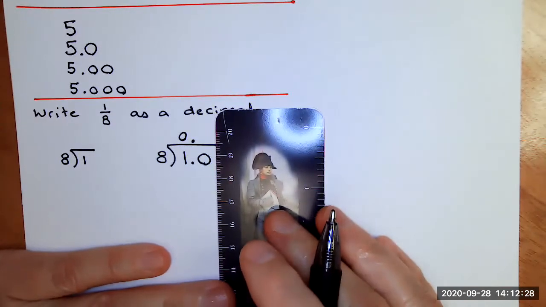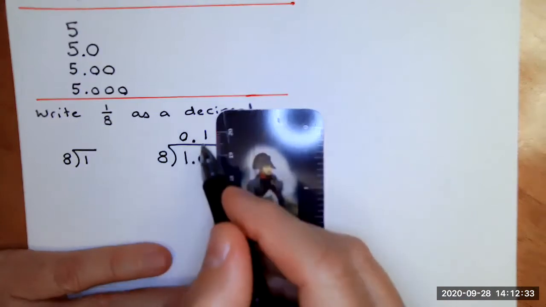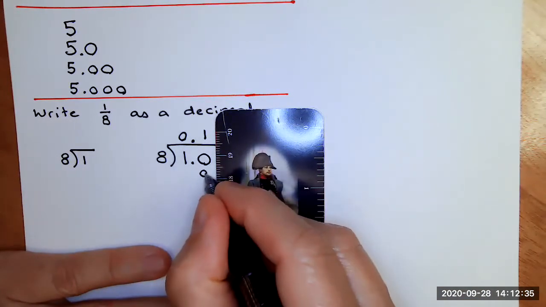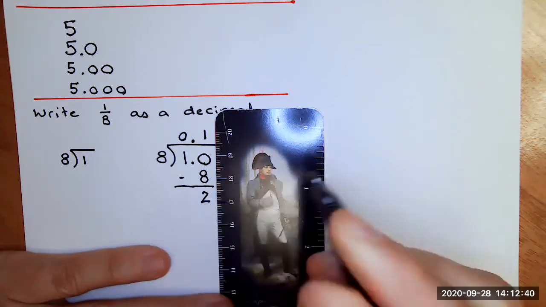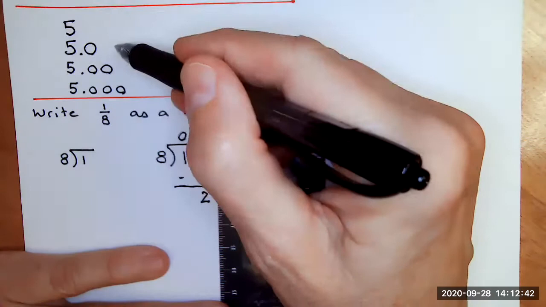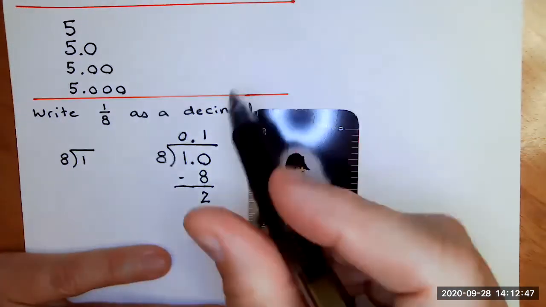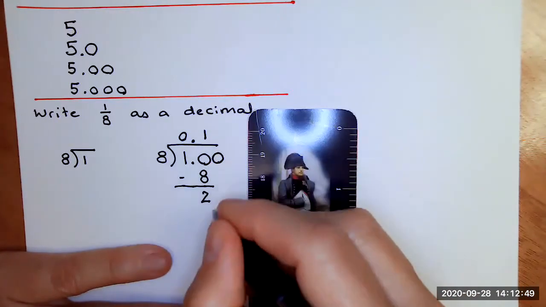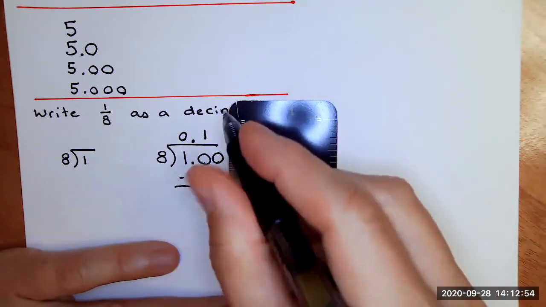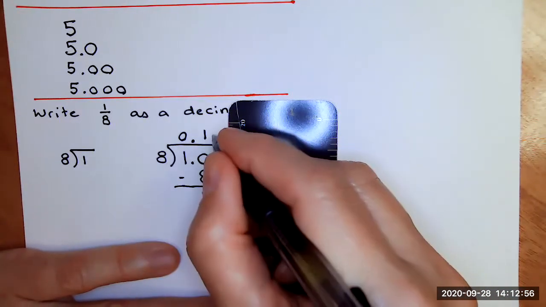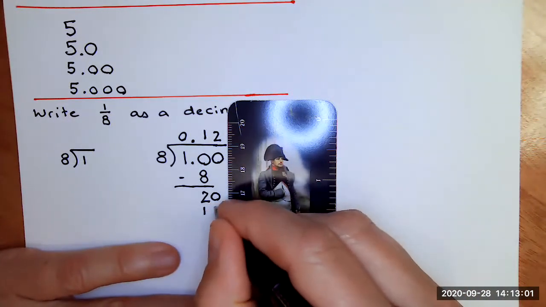So then we go over, does 8 go into 10? And that's a yes. It goes in 1 time. 1 times 8 is 8. Subtract, and we get 2. And remember, you can add as many zeros as you want after the decimal point. So I'm going to add another 0. I can bring that down. And then does 8 go into 20? The answer is yes. It goes in 2 times. 8 times 2 is 16.